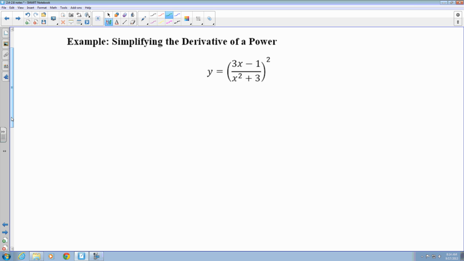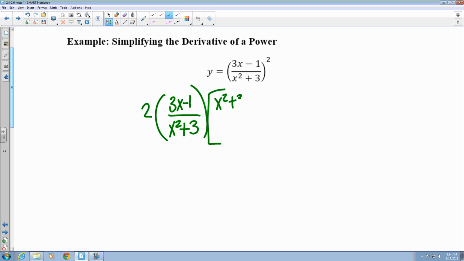Simplifying the derivative of a power. Okay, so we have a chain rule. We have a whole function raised to the second power. We're going to do the chain rule to simplify. So we have to bring down the 2, leave the inside alone, times the derivative of the inside, which is the quotient rule.